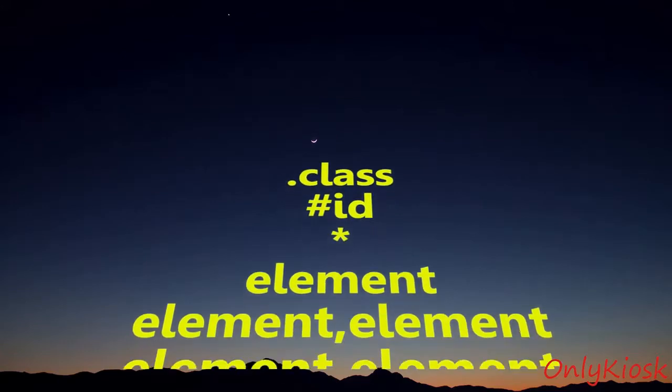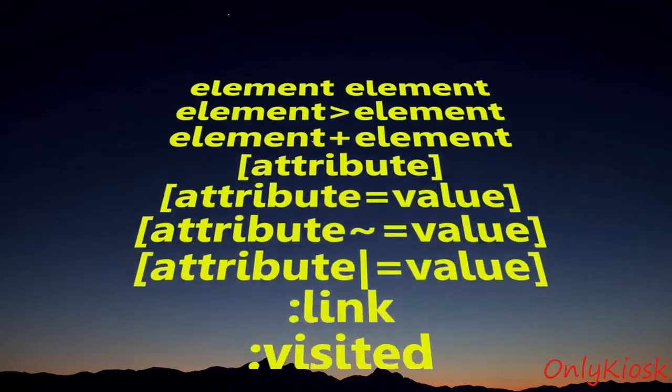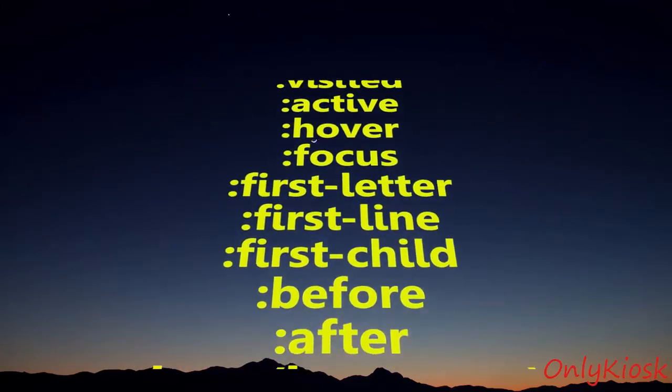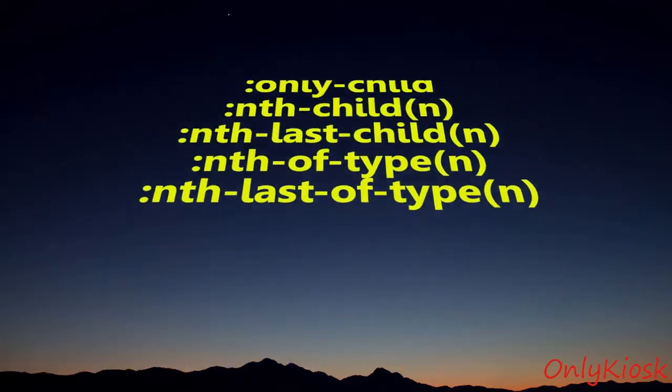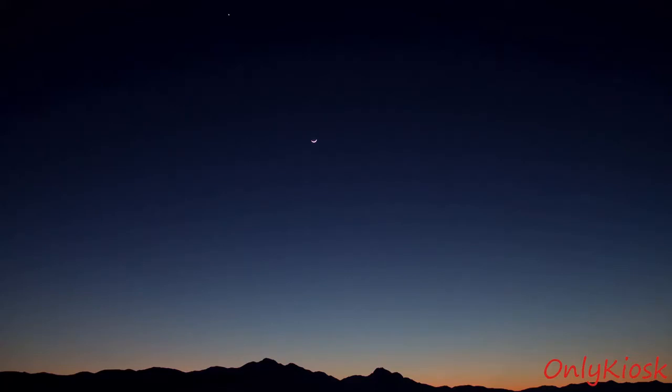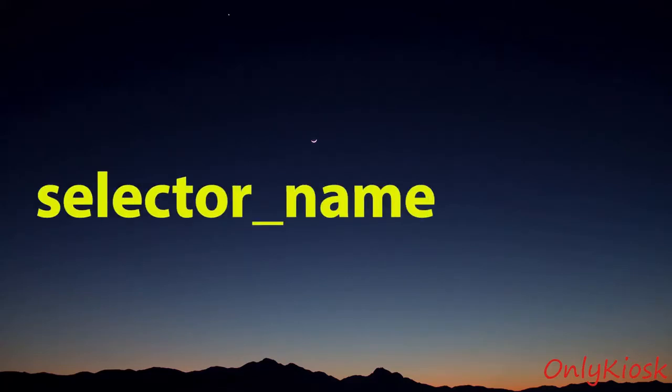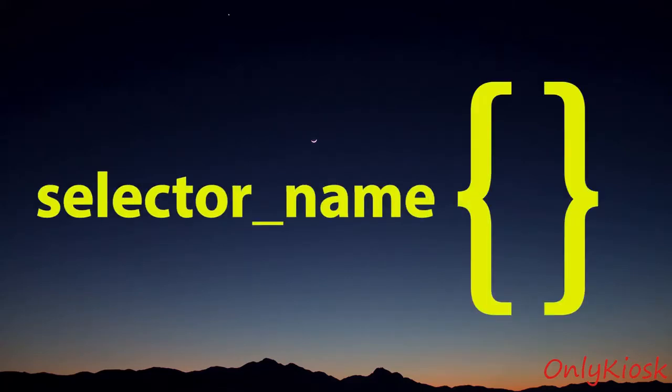There are many kinds of CSS selectors. In the future, there will be more. But no matter which kind of CSS selector you use, their basic structure is the same. The selector name should always come first. Behind it, a set of curly brackets. All CSS properties should be put inside the curly brackets.